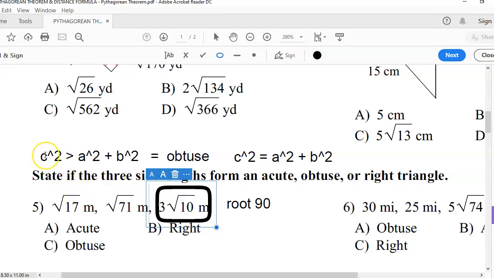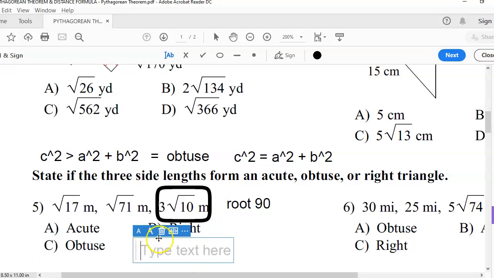To figure out if it is obtuse, right, or acute, do 3 root 10 squared, because that's your c, then a squared plus b squared, and see what that is. Well, remember, anytime you square a square root, you just get what it is. So you have 17 plus 71 on one side, and on the other side you have 90. Well, that is an 88. So 90 is greater than 88. Therefore, it is an obtuse triangle. So that number 5 would be C.